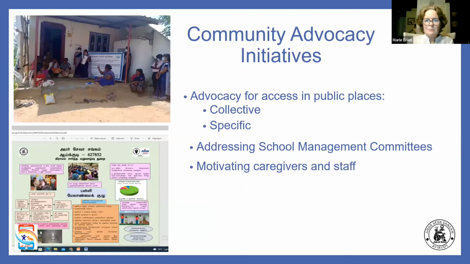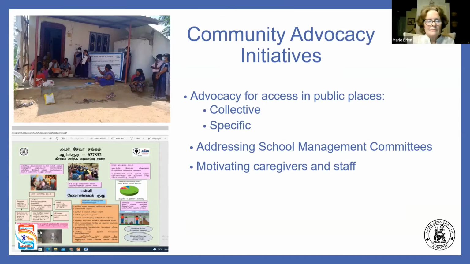And we also have the community advocacy initiatives. So advocacy for access in public places. They can be collective places, or they can be for specific locations. And we also look at addressing school management committees, and we motivate the caregivers and the staff to the importance of accessibility and inclusion.